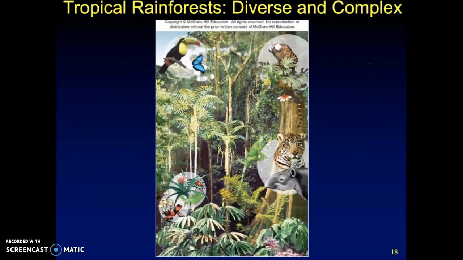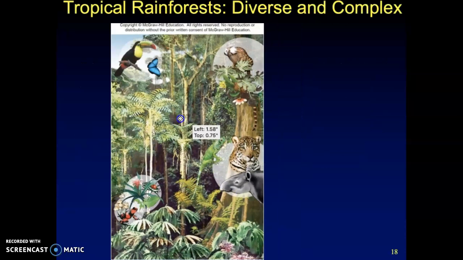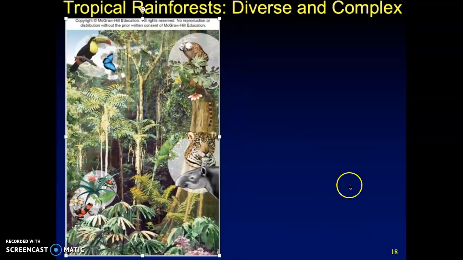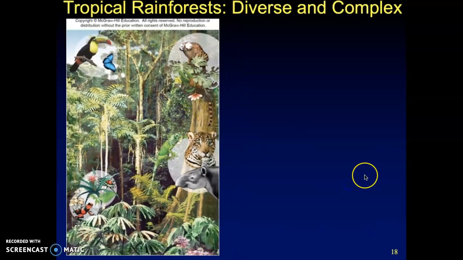So let's take a look at the rainforest. Lots of diversity, lots of complexity here when we look at the rainforest. A lot of connections, a lot of low abundance. You're not going to find 3 million toucans in the rainforest, but you're going to find thousands and thousands of different species of plants and insects and birds and so on. So again, complexity is good, diversity is good, but you need a balancing act.